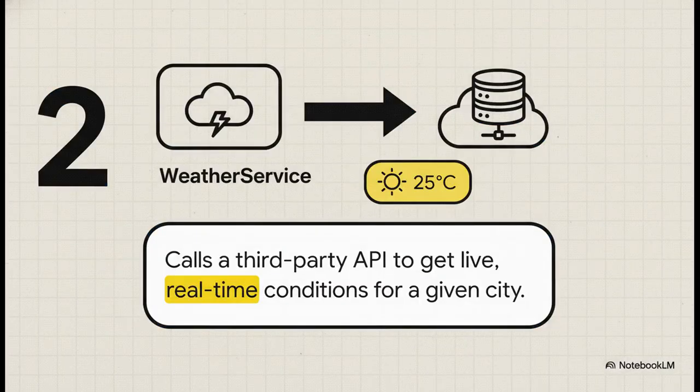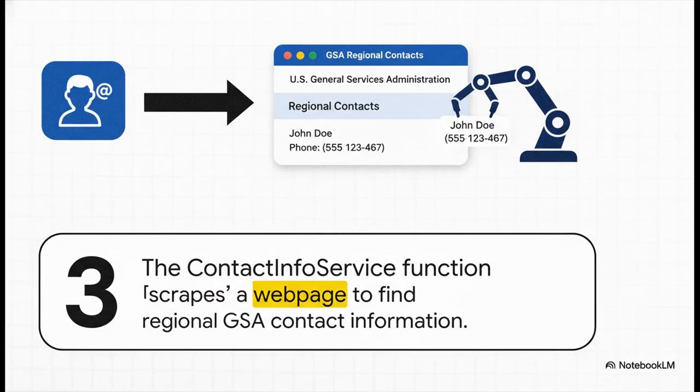Next up, our weather service. This one's critical because it provides that live, real-time data that is completely outside the LLM's knowledge base. It calls a third-party weather API. And just like before, we just define the bean, describe what it does, and Spring AI adds it to the AI's toolkit. And our third and final tool is a contact info service.